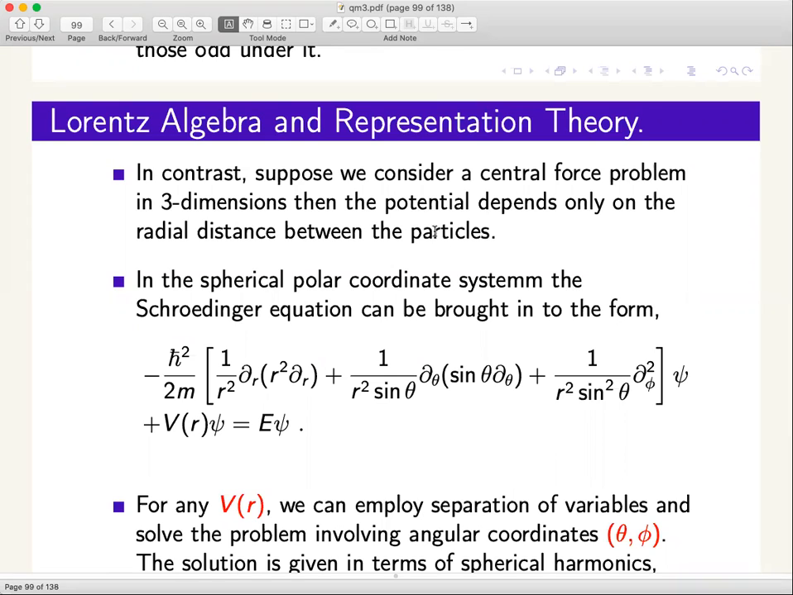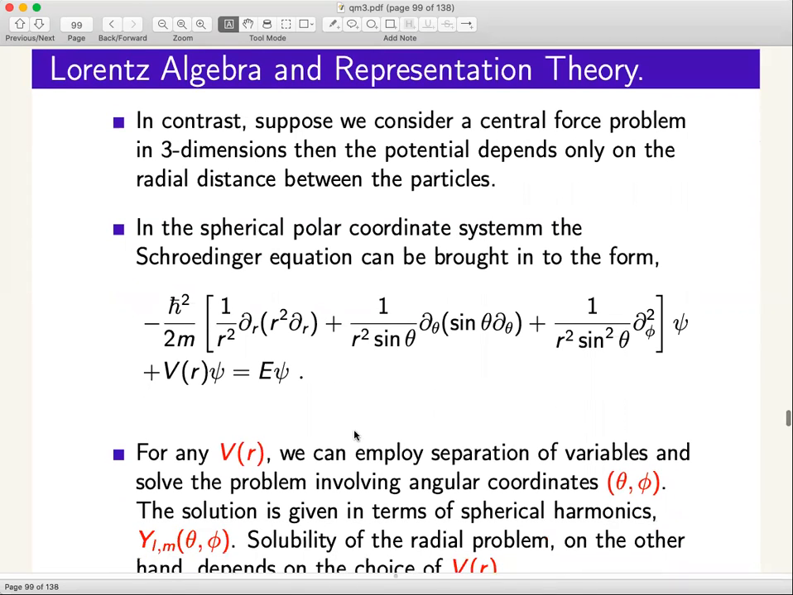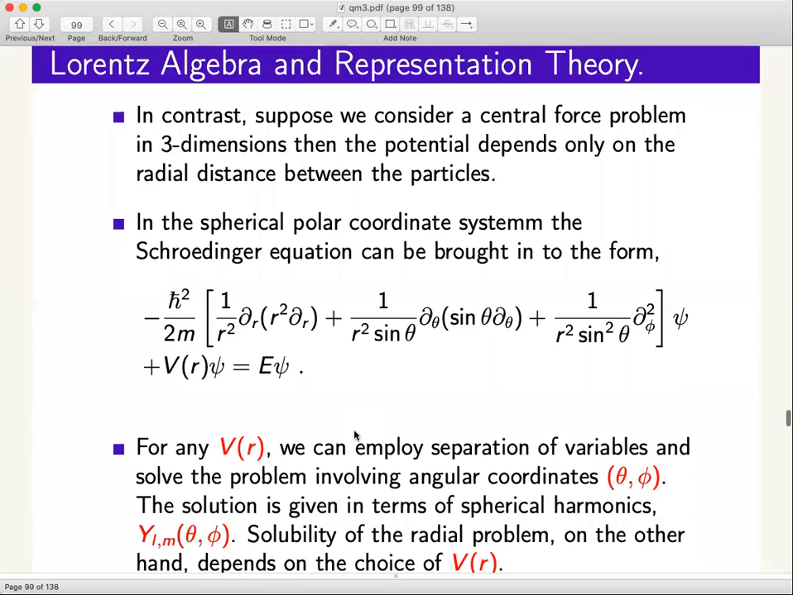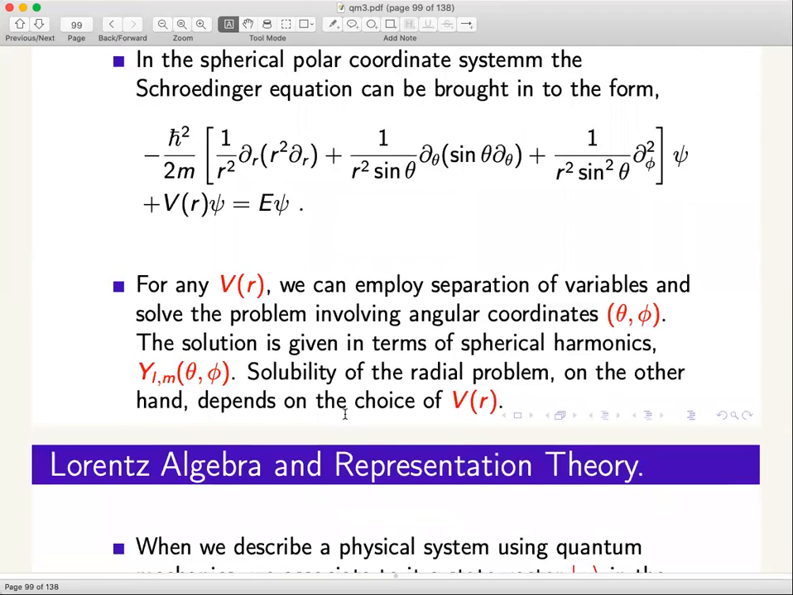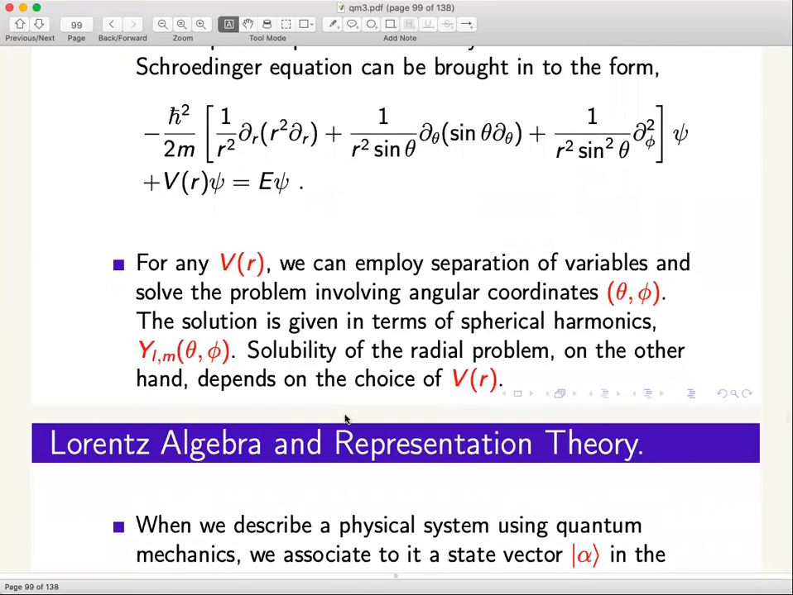Whereas in the second problem, where we are studying the central force problem in 3 dimensions, you have a continuous transformation, any arbitrary rotation that you could do. And that is the symmetry of the problem. So we have two kinds of symmetries in the system: continuous symmetries versus discrete symmetries. And we are going to concentrate on continuous symmetries.